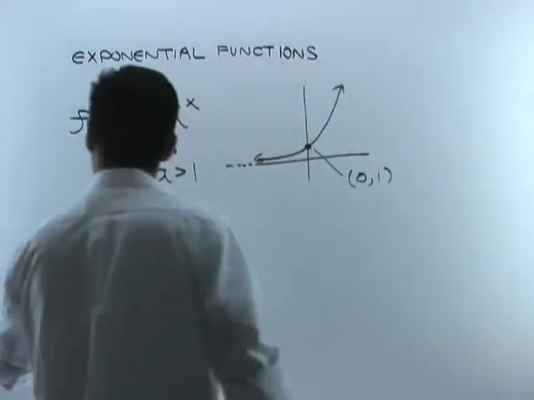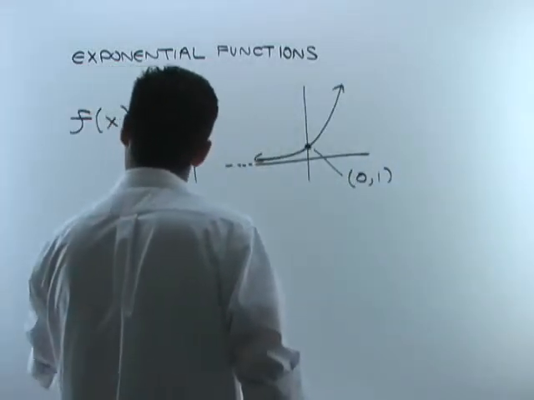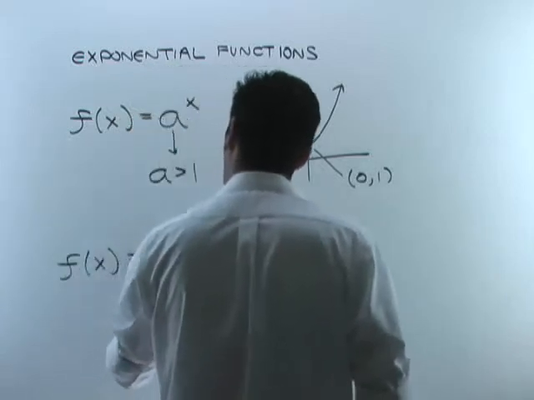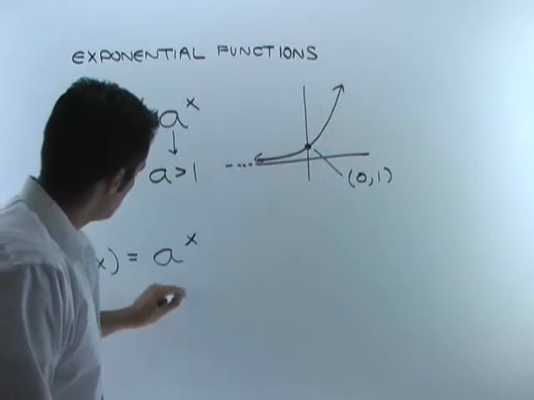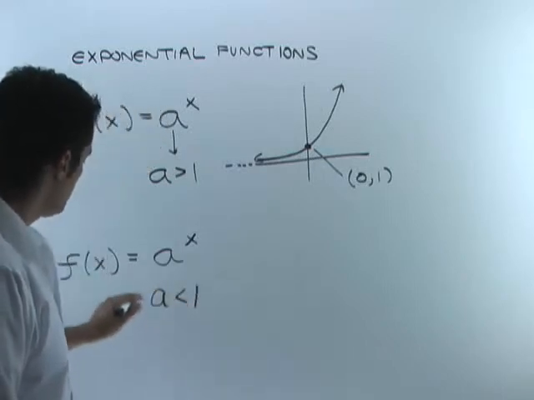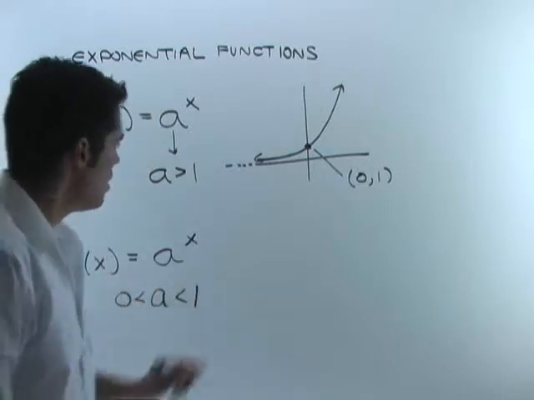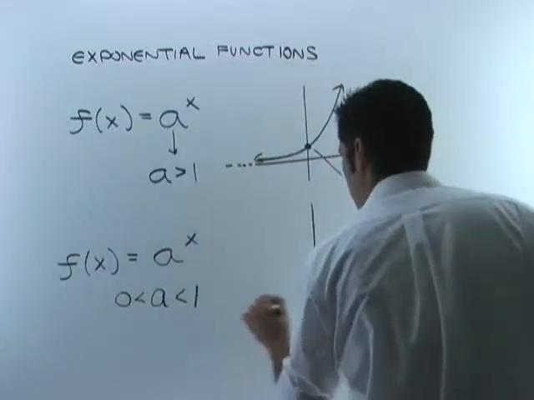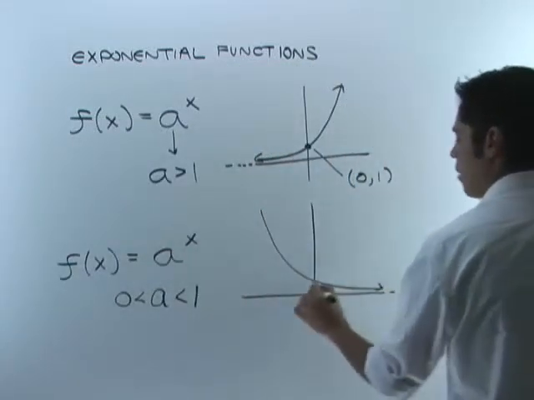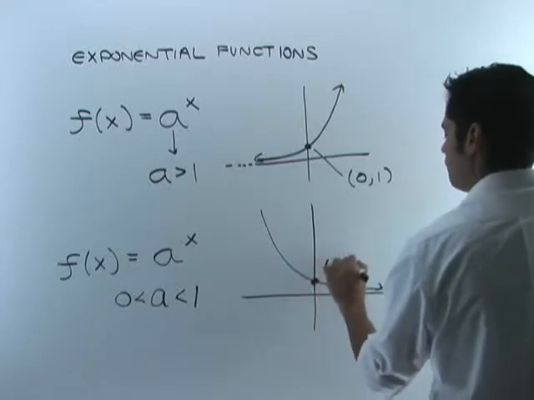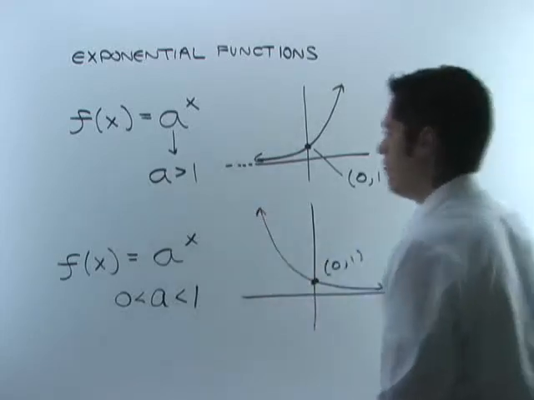Now, if you have an exponential function something like this, a to the x, and this time your number a is less than 1, that means it's like a fraction, and remember, it always has to be greater than 0, what's going to happen is this picture is going to be kind of flipped over. So you're going to go like this now. It'll always cross through 0, 1, but it'll go up on the left.